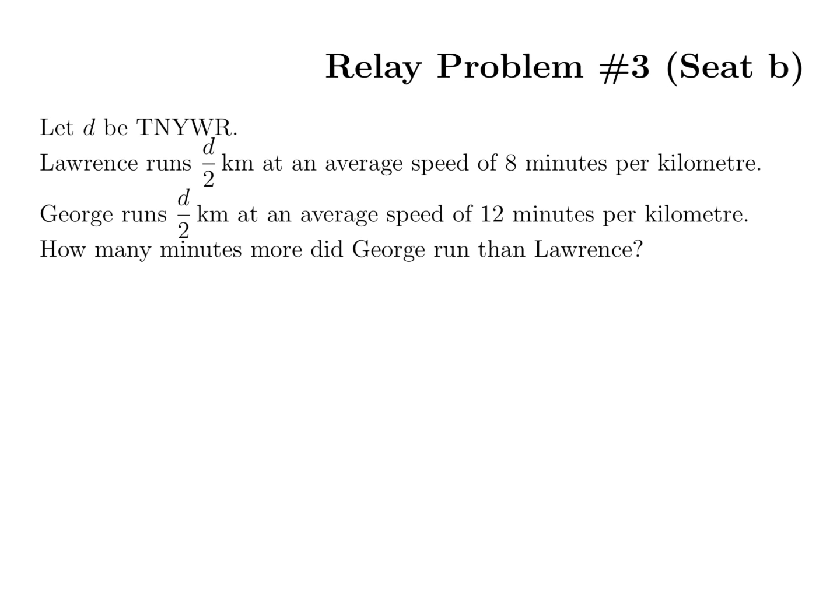Okay, so D in this case is the answer to the previous question, which is 52. Lawrence runs D over 2 kilometers at an average speed of 8 minutes per kilometer. George runs D over 2 kilometers at an average speed of 12 minutes per kilometer. How many minutes more did George run than Lawrence?